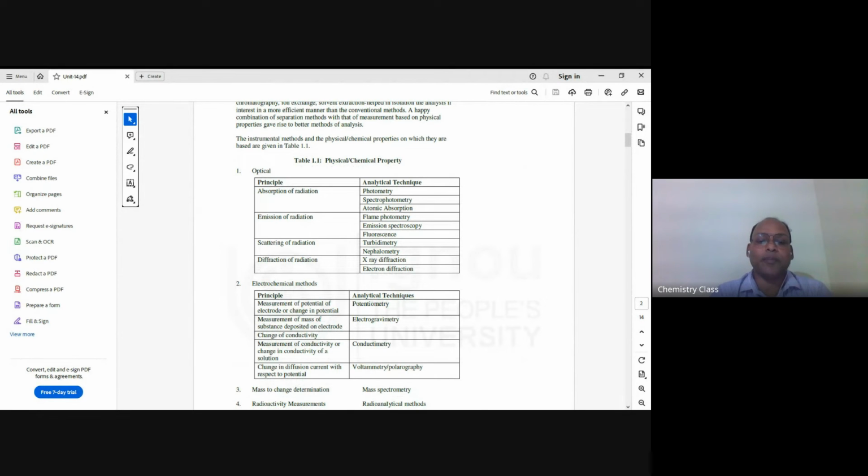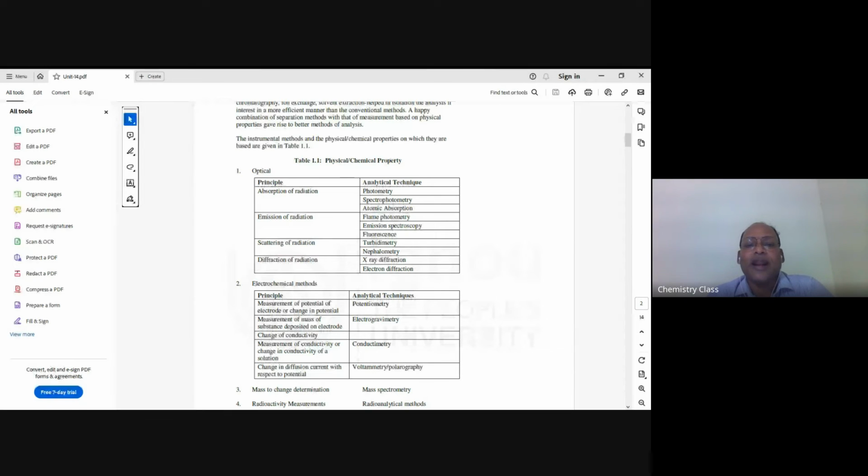If you go to that, you have to understand all the instruments. If optical methods are there, based on physical and chemical properties, then absorption of radiation: photometry, spectrophotometry and atomic absorption. These are the analytical techniques you have to use. I am going to tell you very clearly, if these kinds of things are there, what type of technique you have to use, and on the basis of the technique you have to check your instrument.